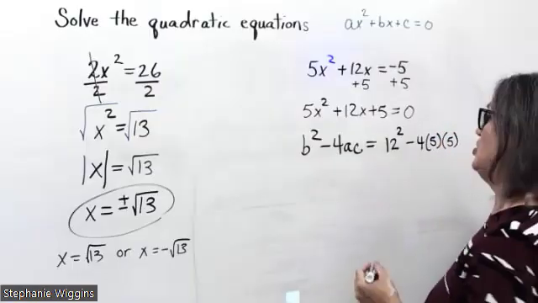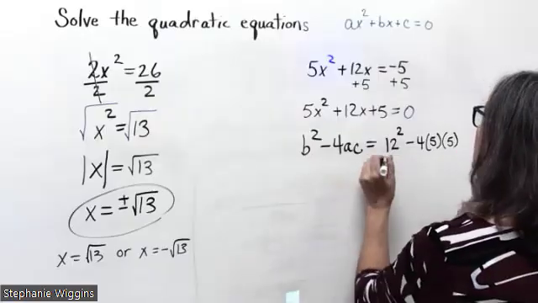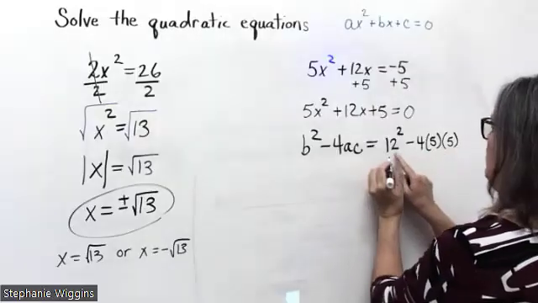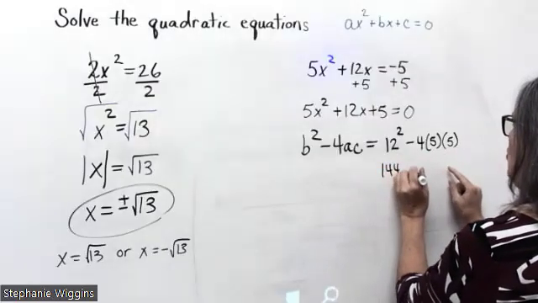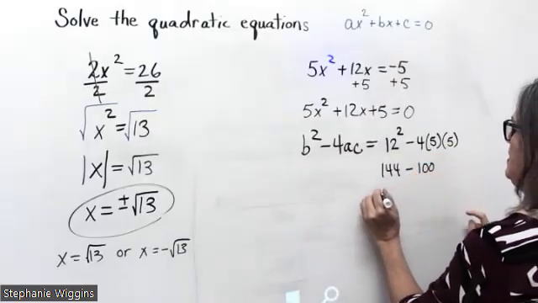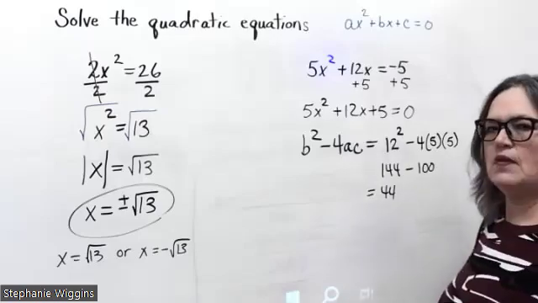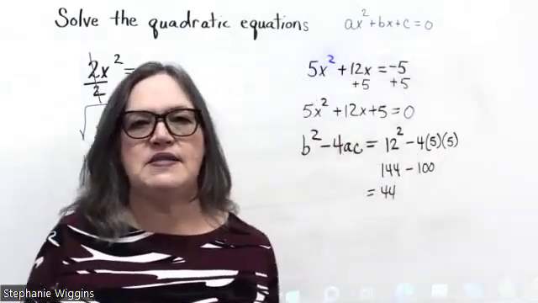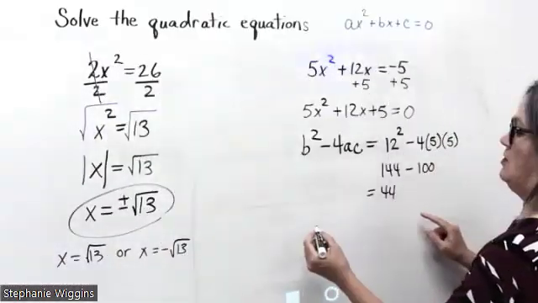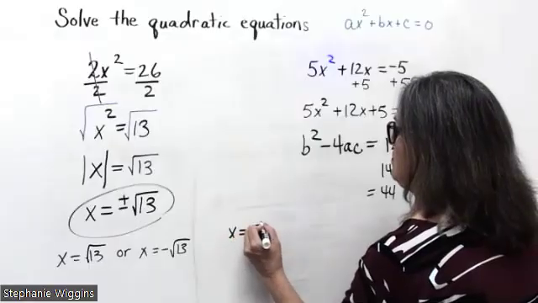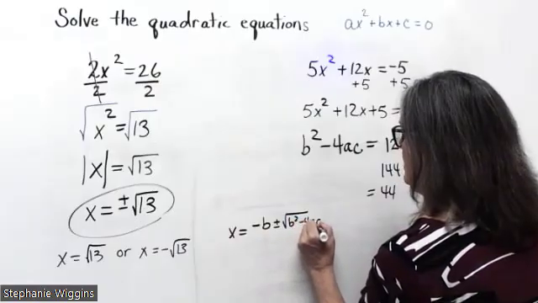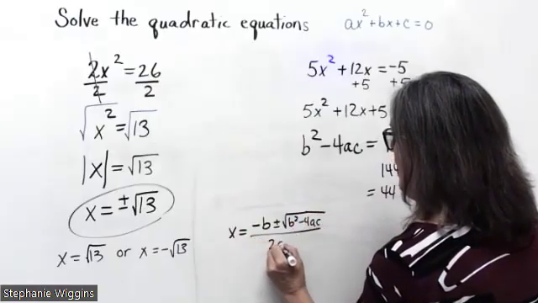And it looks like it does actually have a solution. I'm glad I checked. Because I thought maybe these numbers were pretty big, but if you'll notice, this becomes 144 minus 4 times 5 times 5 is 100. So the discriminant is 44. And since it's positive, then we know we have 2 solutions. And we can use the quadratic formula now. X equals minus b plus or minus the square root of b squared minus 4ac all over 2a.